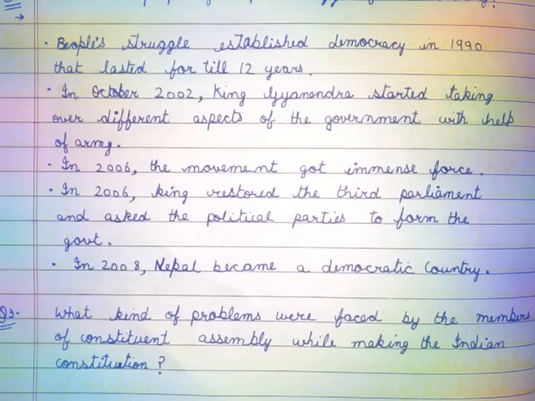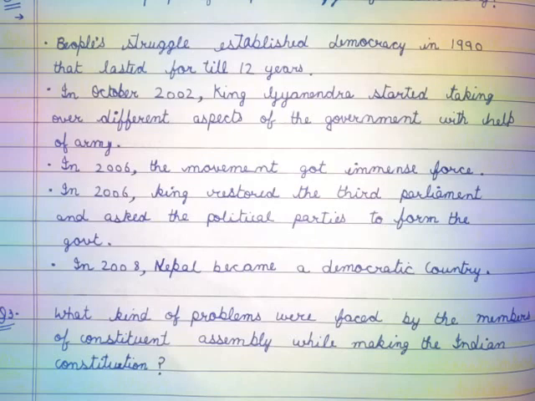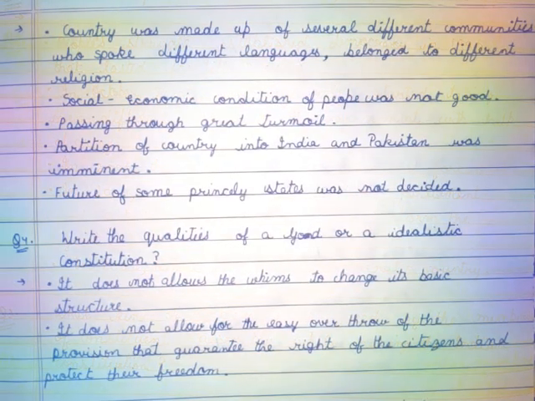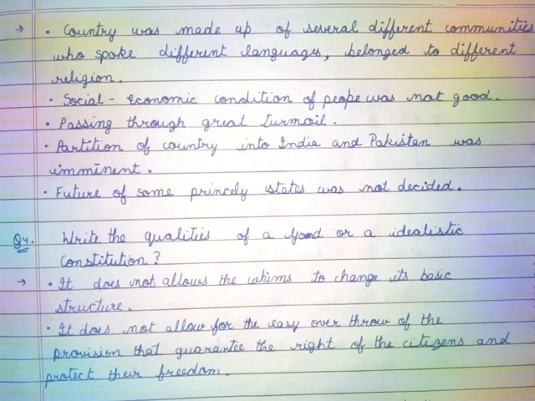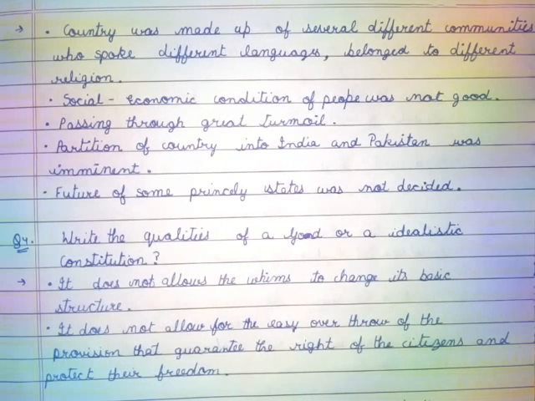Question number 3. What kind of problems were faced by the members of the Constituent Assembly while making the Indian Constitution? Answer: The country was made up of several different communities who spoke different languages and belonged to different religions. The socio-economic condition of the people was not good, passing through great turmoil. Partition of the country into India and Pakistan was imminent. The future of some princely states was not decided.